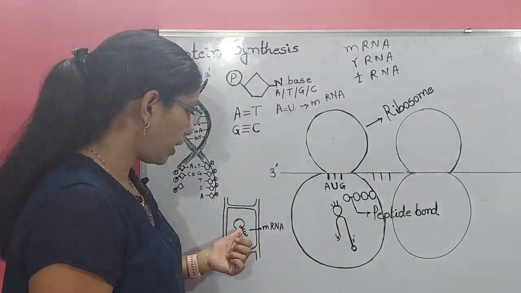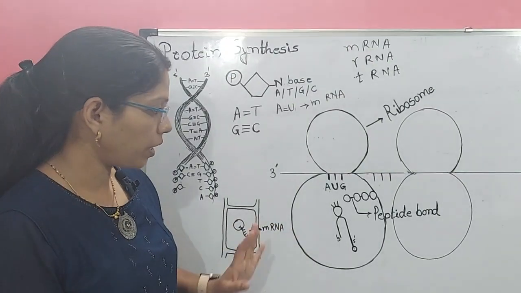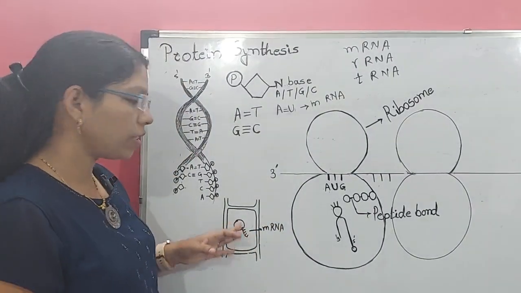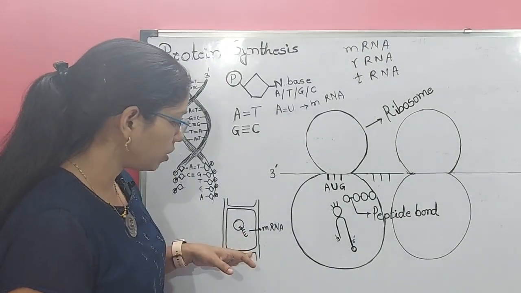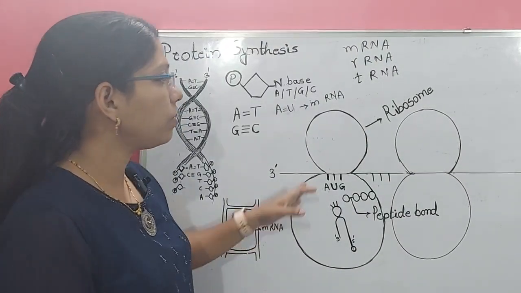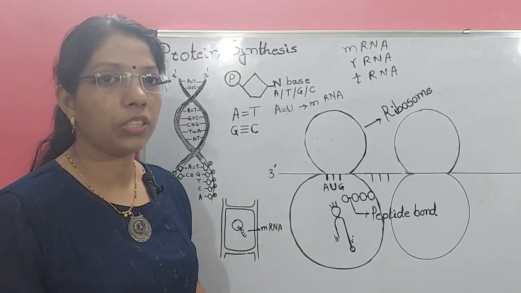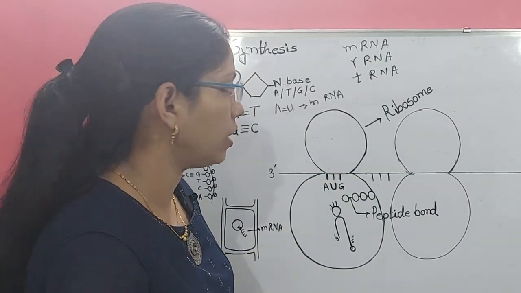mRNA synthesized inside the nucleus comes into the cytoplasm, because DNA is present in the nucleus. So the synthesis of mRNA takes place in the nucleus. After synthesis, it comes into the cytoplasm and joins with the ribosome. We have seen the ribosome is the site of protein synthesis.